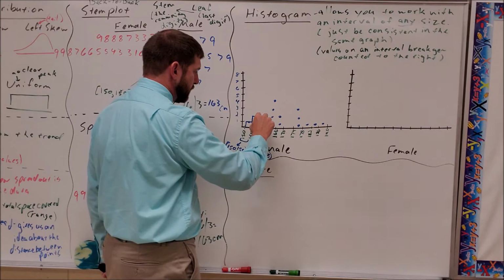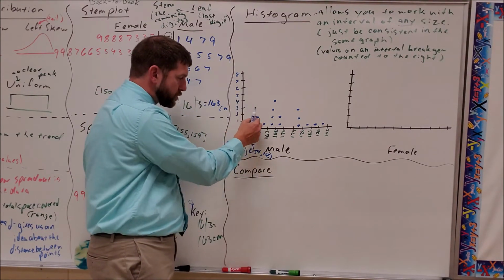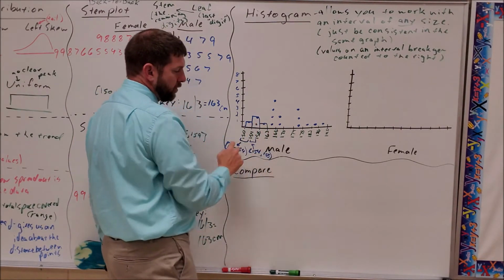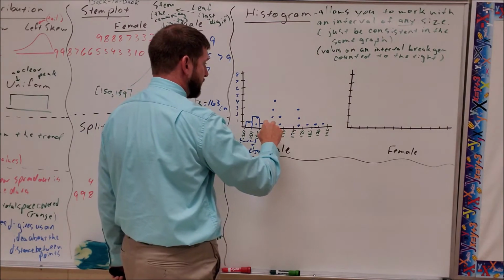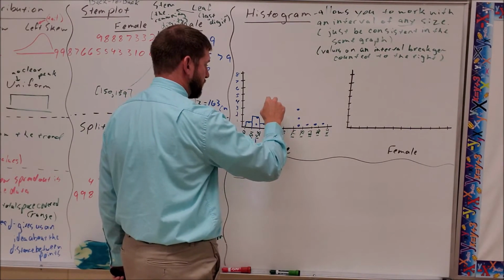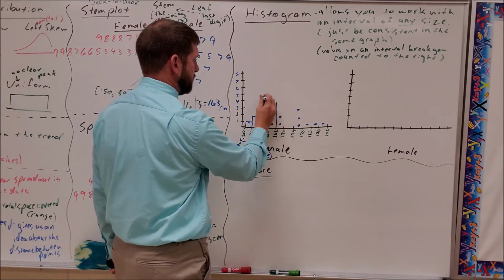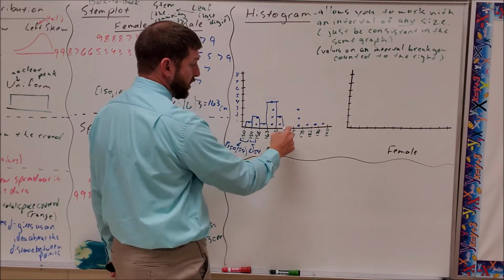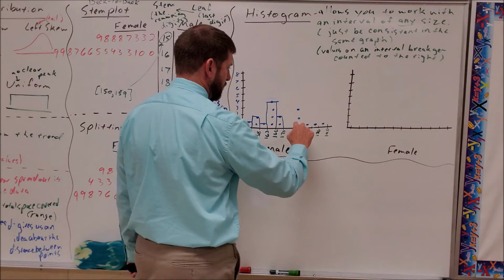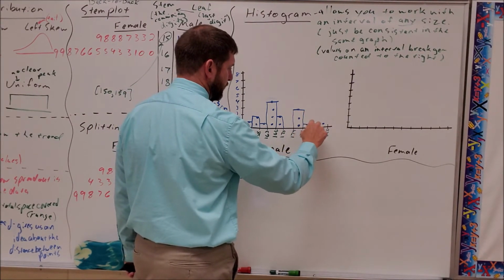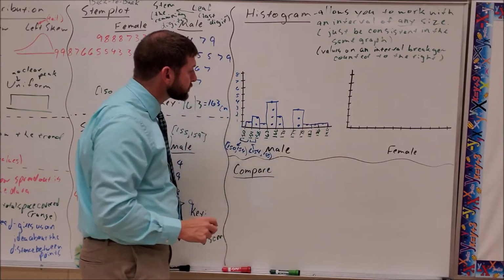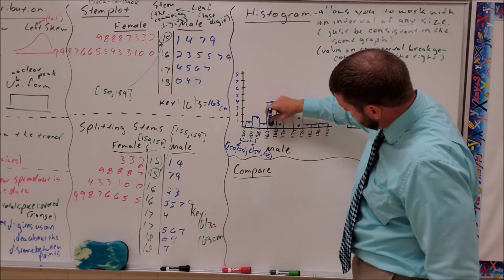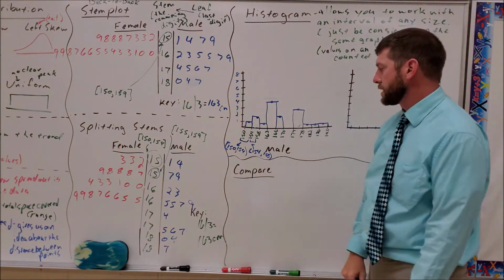This one's 2 units tall. So that tells me that there were 2 males between 154 and 158 centimeters. There was 1 male between 158 and 162. We had 4 males, 1, 2, 3, 4, in that interval. 2 males in that interval. There were none between 170 and 174. We had 3 in that interval, and 1, 1, 1. So you wouldn't draw it with the dots. I just use those to tally.